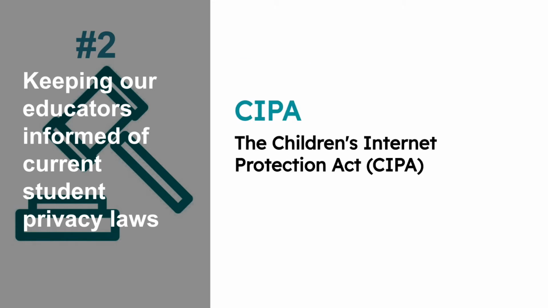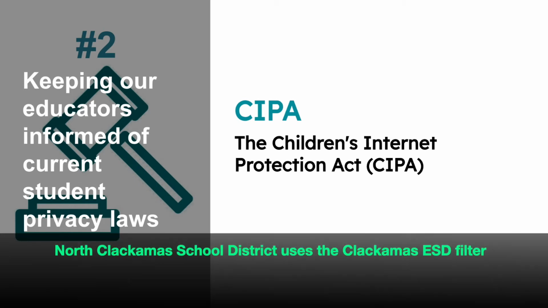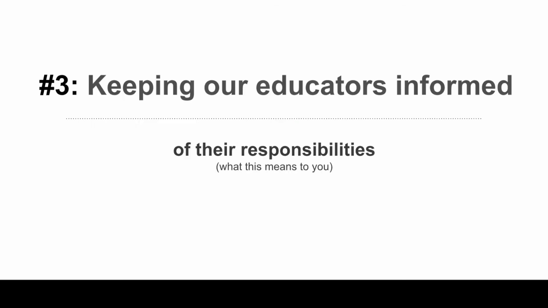CIPA was enacted by Congress in 2000 to address concerns about children's access to obscene or potentially harmful content over the internet. CIPA, also known as the Children's Internet Protection Act, requires schools to block or filter internet access to pictures that are 1. Obscene, 2. Pornographic, or 3. Harmful to minors for computers that are accessed by minors.